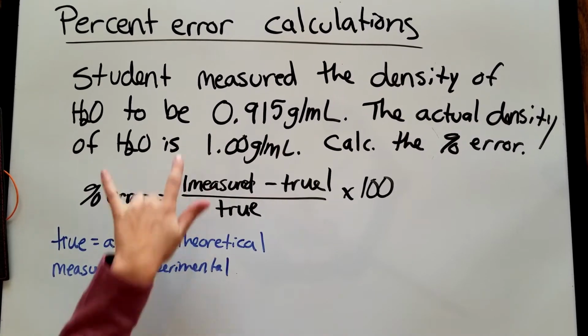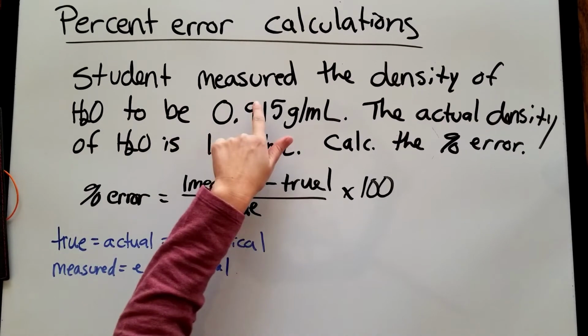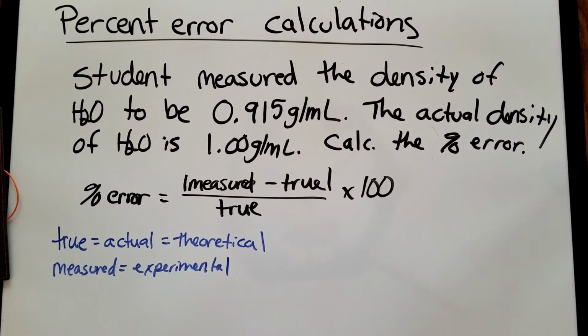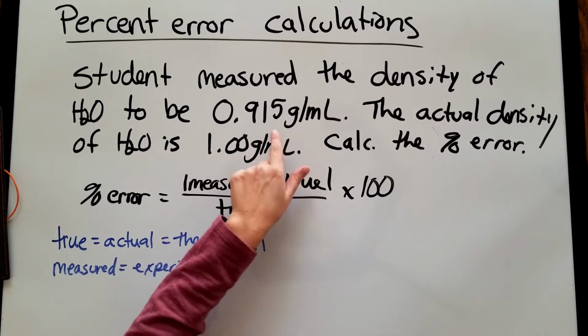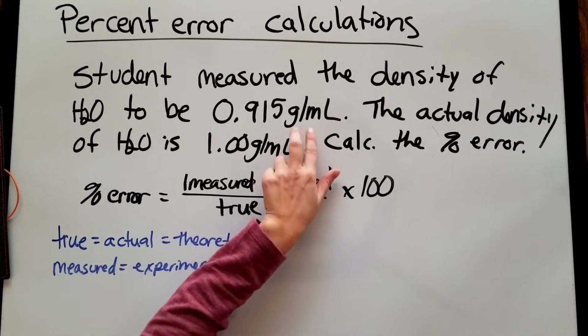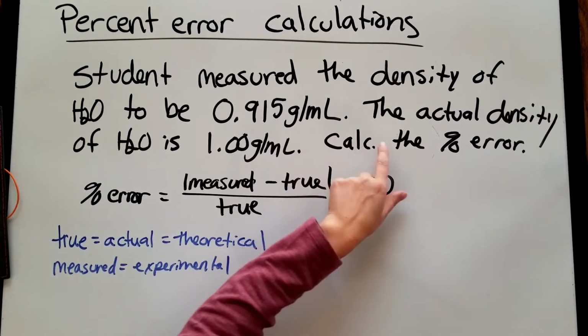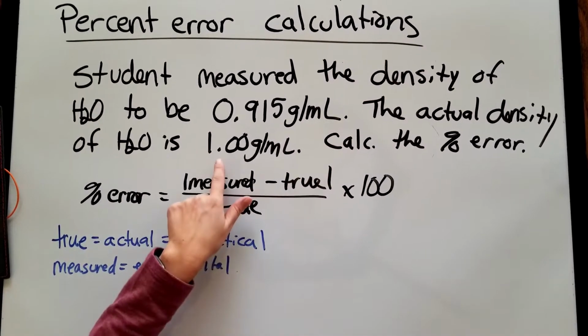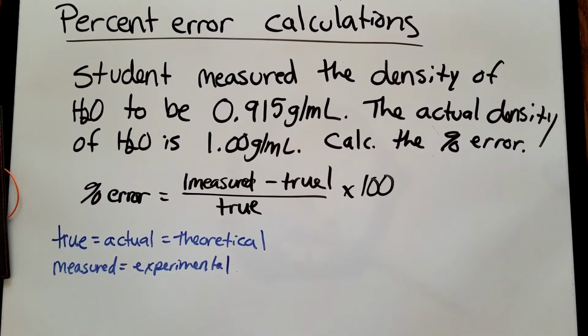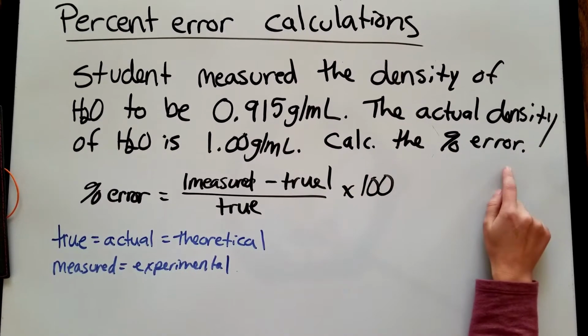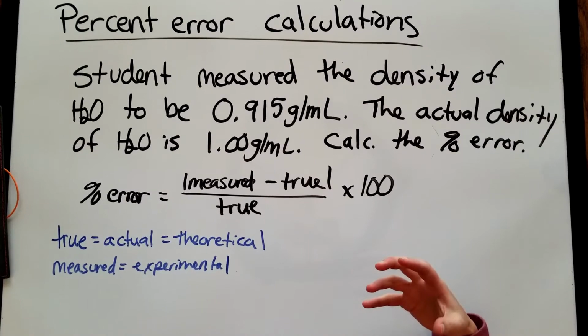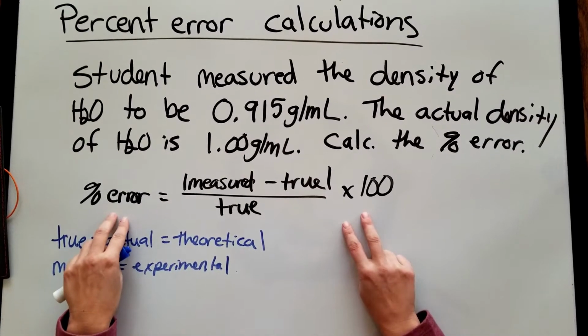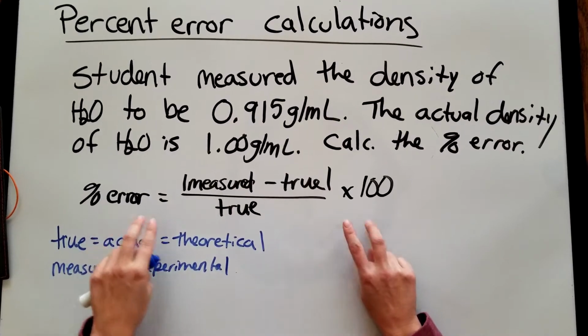In this word problem, it's telling us that a student measured the density of water to be 0.915 grams per mL. So those are the units on density. The actual density is 1.00 grams per mL. It then asks us to calculate the percent error. So in order to calculate percent error, you need to use the percent error equation. Let's look at some features of this equation.